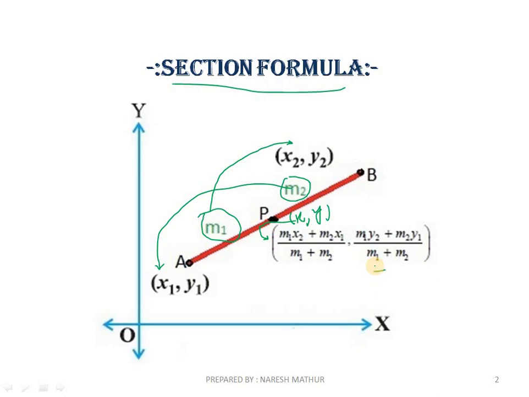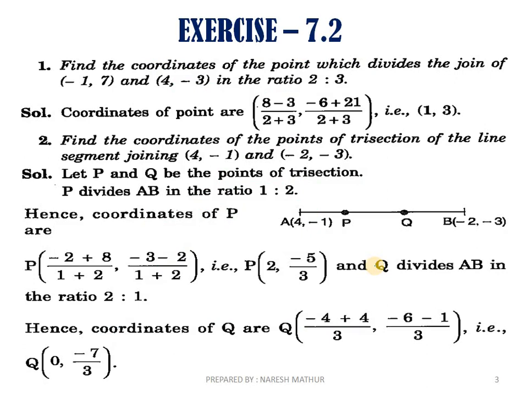Okay, let's start with the exercise. In the first question, we need to find the coordinates of the point that divides the join of (-1, 7) and (4, -3) in the ratio of 2:3. Now, this is m1, this is m2, this one is x1, y1, x2, y2. We just need to apply the formula. Let's see.